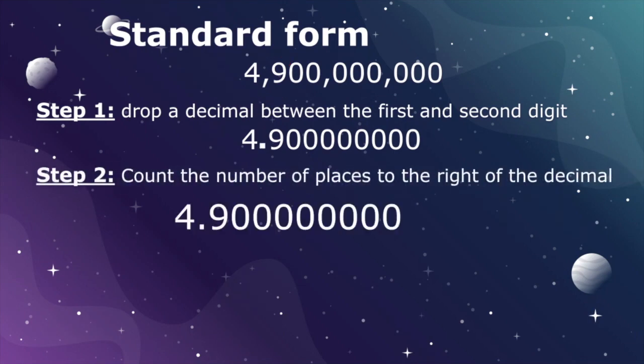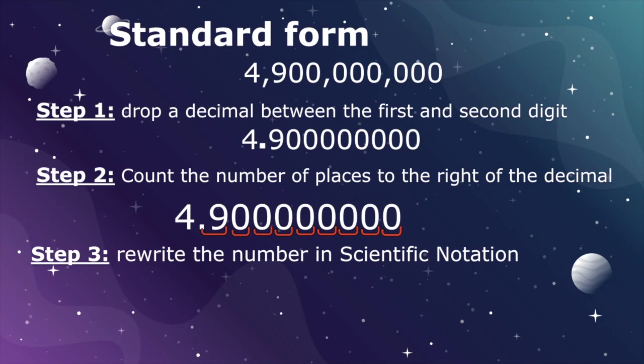Step 2 is to count the number of places to the right of the decimal. So let's start at the end here. I see 1, 2, 3, 4, 5, 6, 7, 8, 9. So there are 9 places to the right of the decimal.